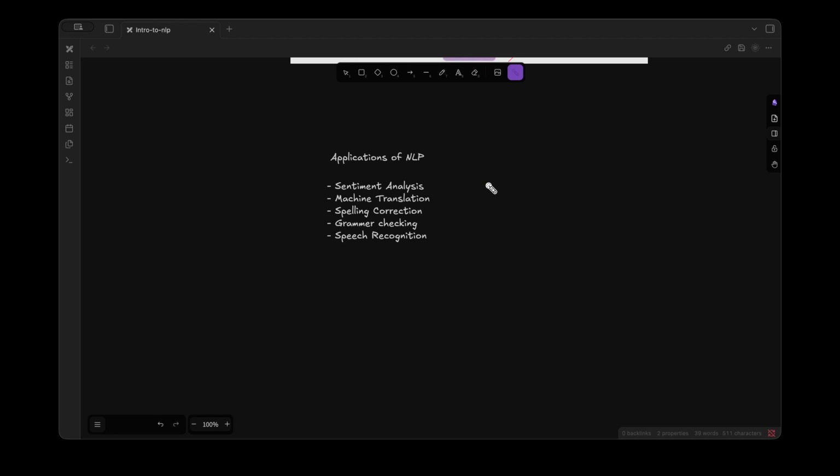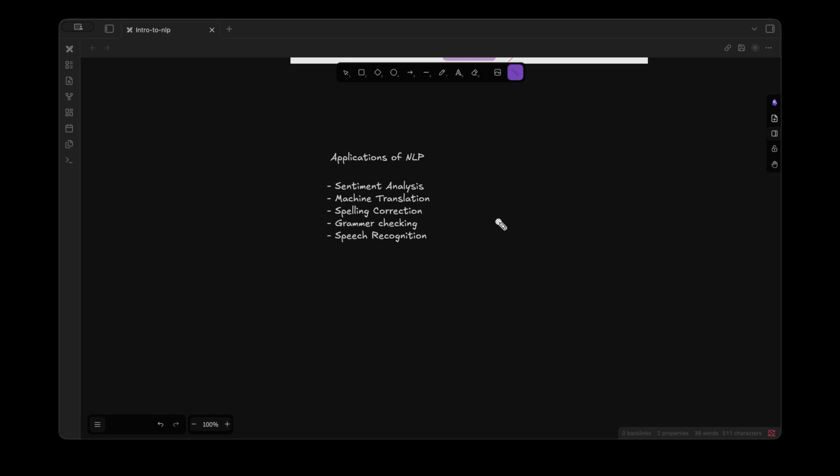The same thing goes for translation. If you want to translate from one language to another, we have to understand the first language, then understand the second language. We can process it and generate the next language, the targeted language. Then there is spelling correction, which is also an important part. Grammar checking is also there, pretty self-explanatory.